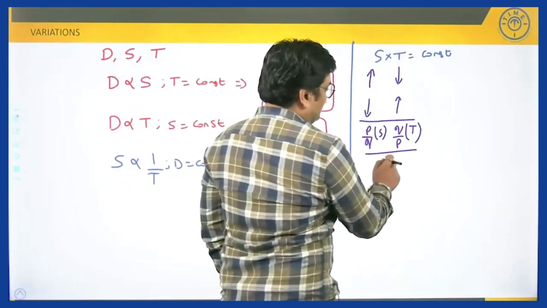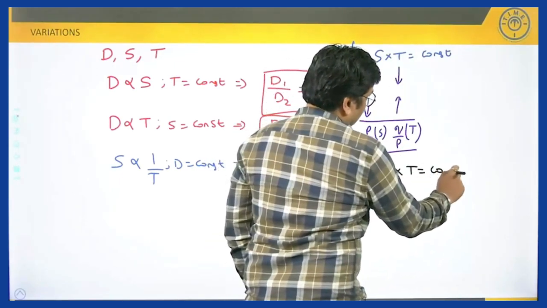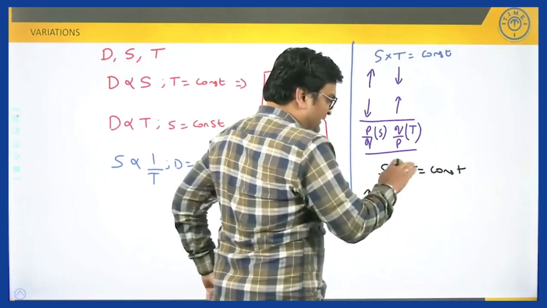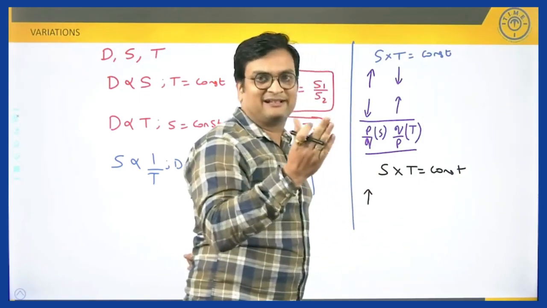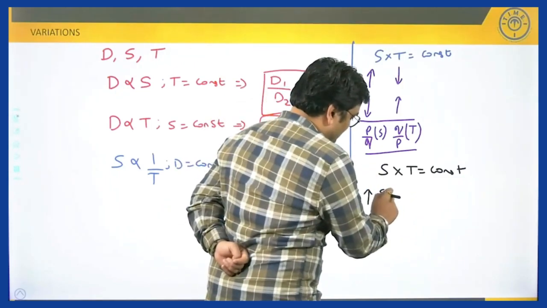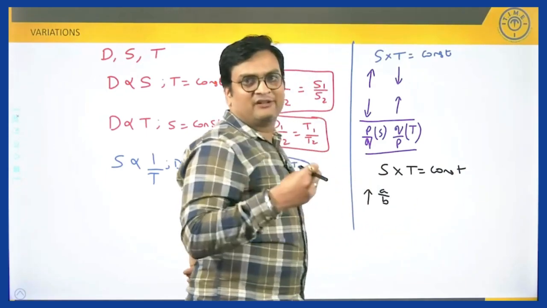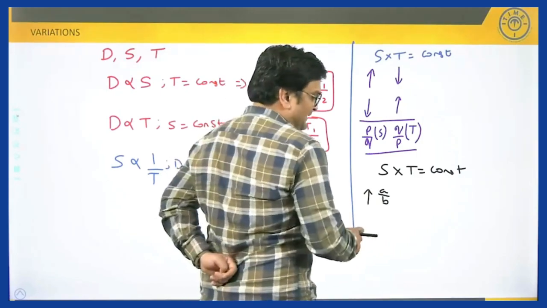Whenever the product of two variables is constant, if one variable increases, the other will decrease for sure. Now, there is a particular way in which the increase and decrease happens. If speed increases by, let's say, a fraction a by b, 3 by 4 times, 3/4 increase, 1/3 increase, 2/7 increase, any fraction, it increased by a by b times.